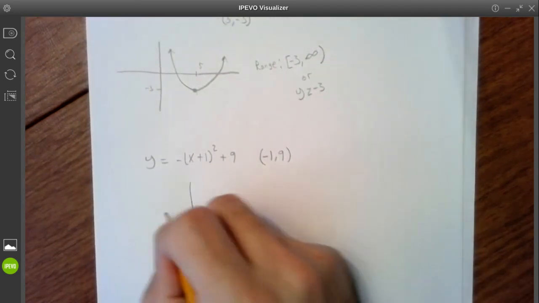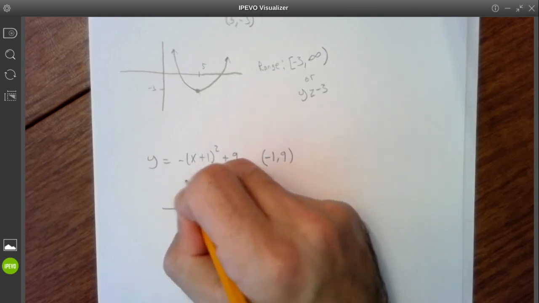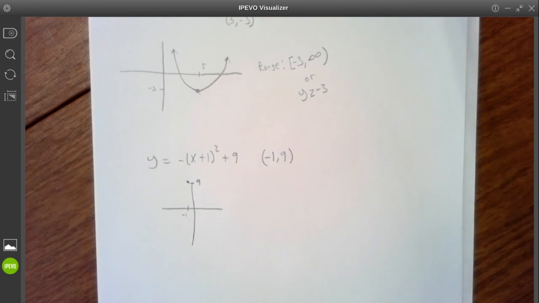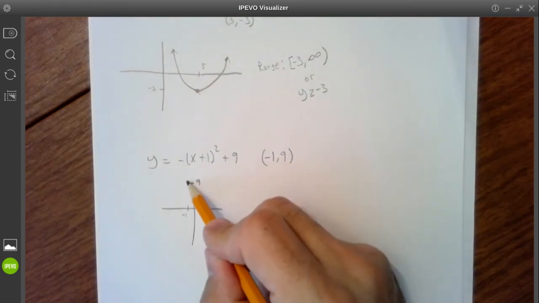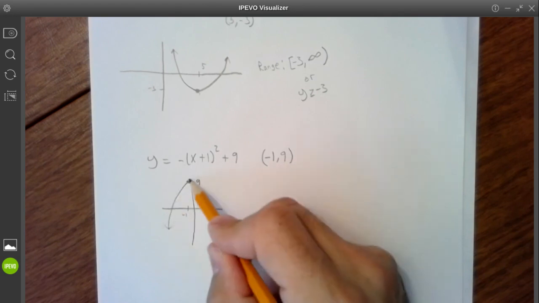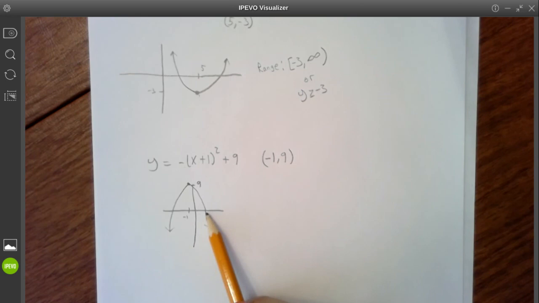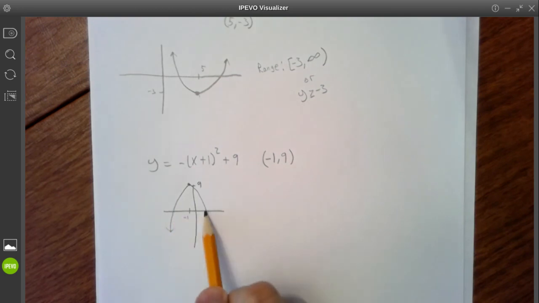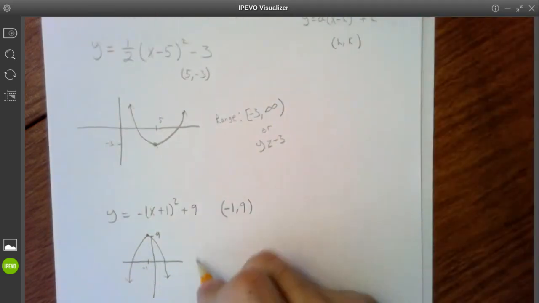So I just plot that point, negative 1, positive 9. Because this a value here is negative, I know that it's going to be opening downward. It gives me a little bit of information about the graph, but it doesn't tell me the intercepts. Actually, that's the only thing it doesn't tell me. It doesn't tell me what the x-intercepts or the y-intercept is, but it gives you a general idea for what the graph's going to look like.